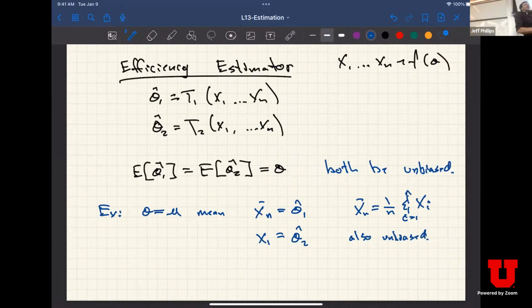Is this a good one to use? Maybe from a computational perspective it's more efficient, so you could argue that, but that's not the efficiency we're talking about here. We're talking about statistical efficiency. Which one do you think is better, Xn bar or just X1?